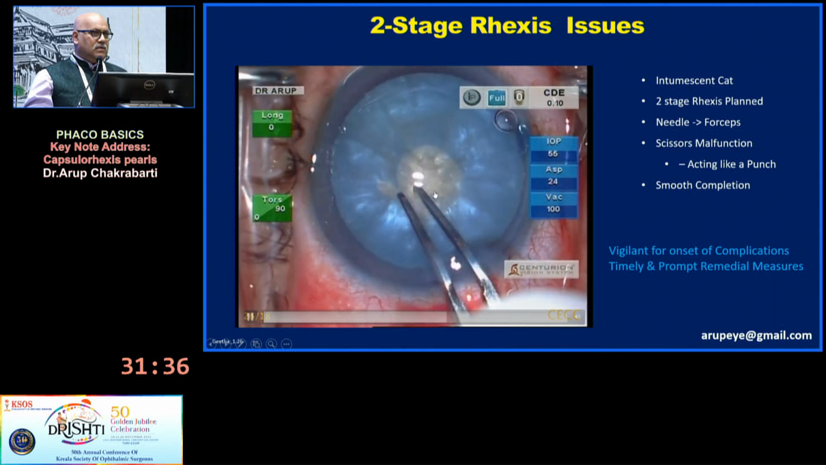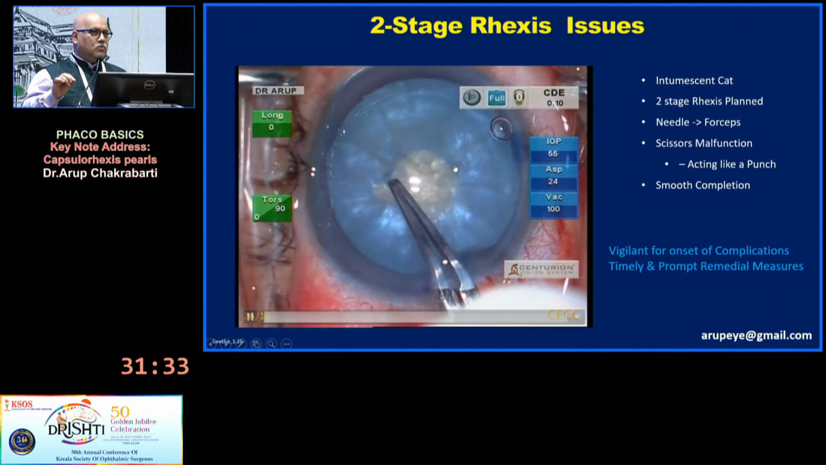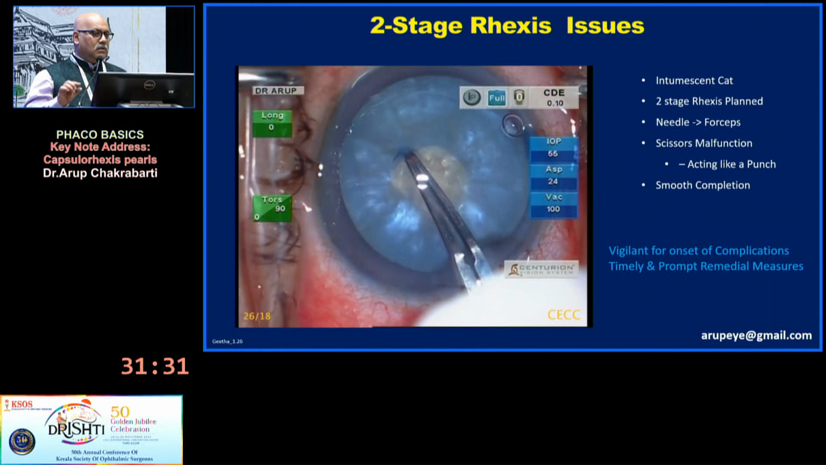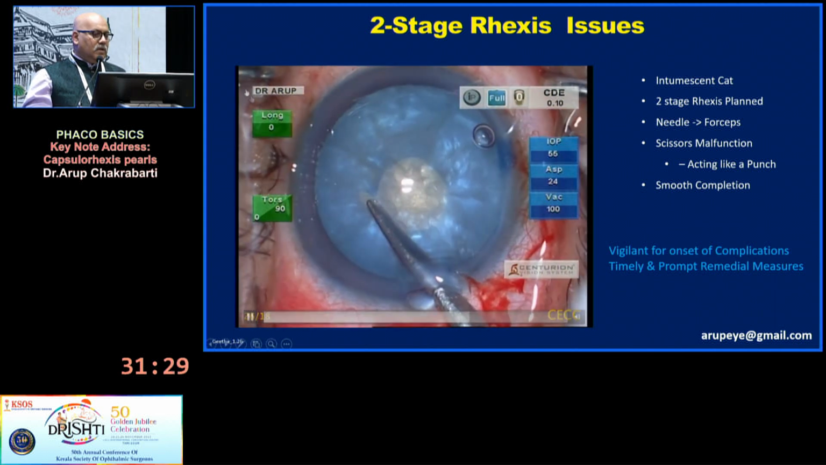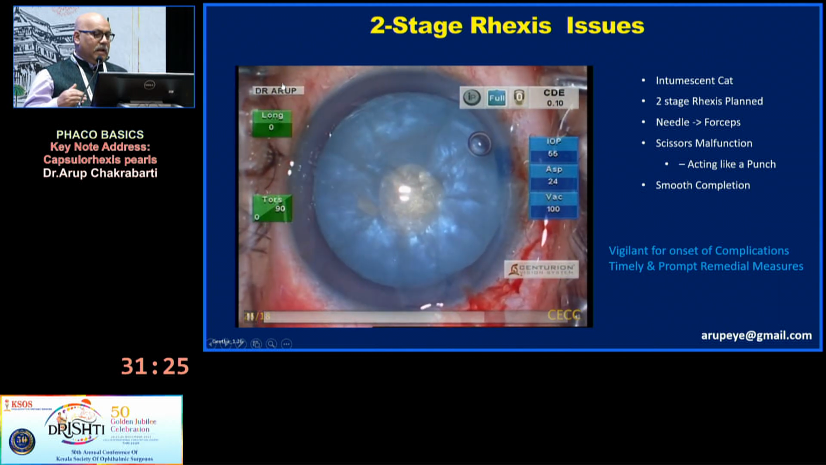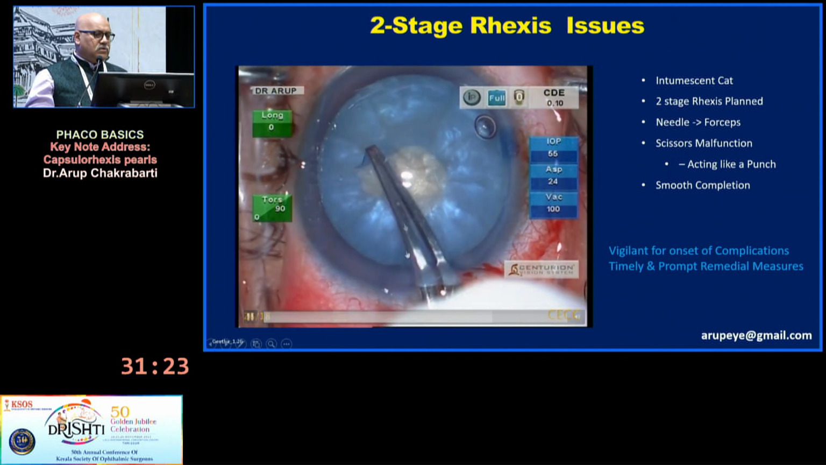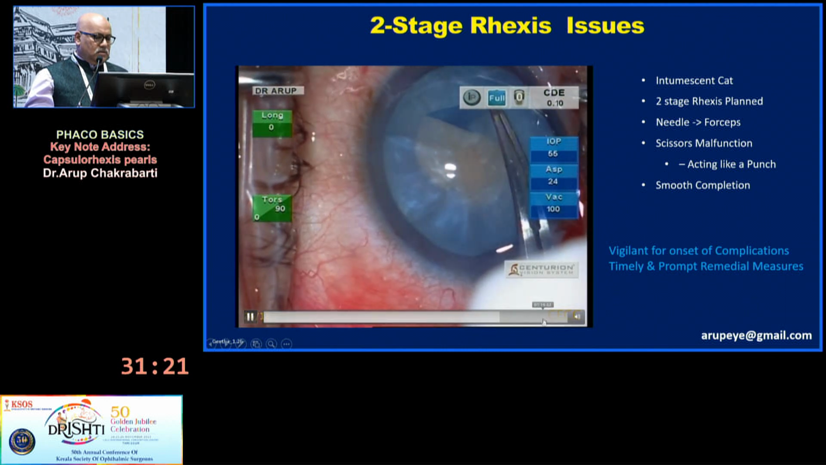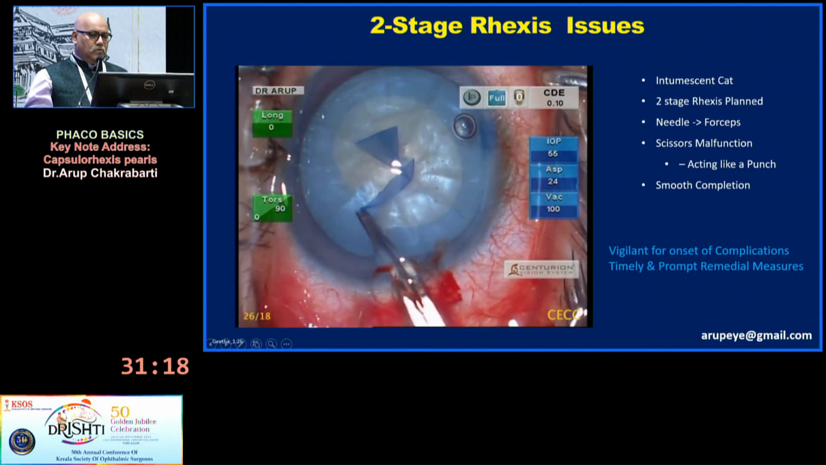So it is a continuous thing. However much you pull it, you're not going to get a tear. There is no angularity in the capsular opening. So again, you have to make a fresh cut proximal to where the rhexis margin had ended, and then subsequently you do a 2-stage rhexis, and then it is easy peasy. There's no problem, and it went off pretty well.